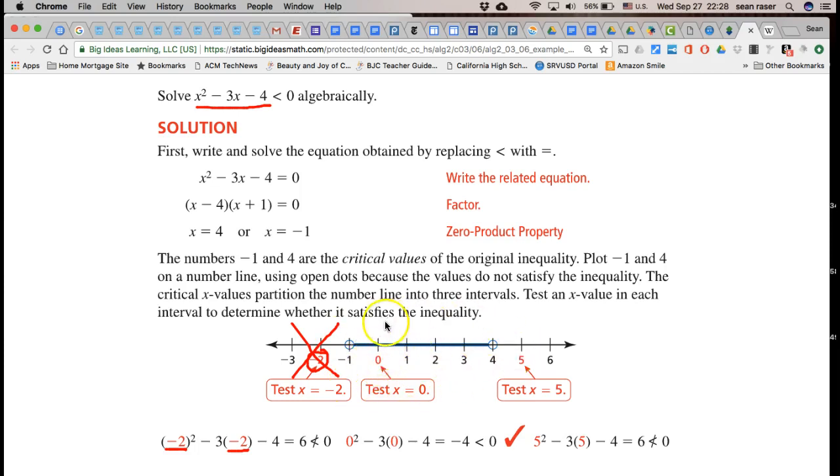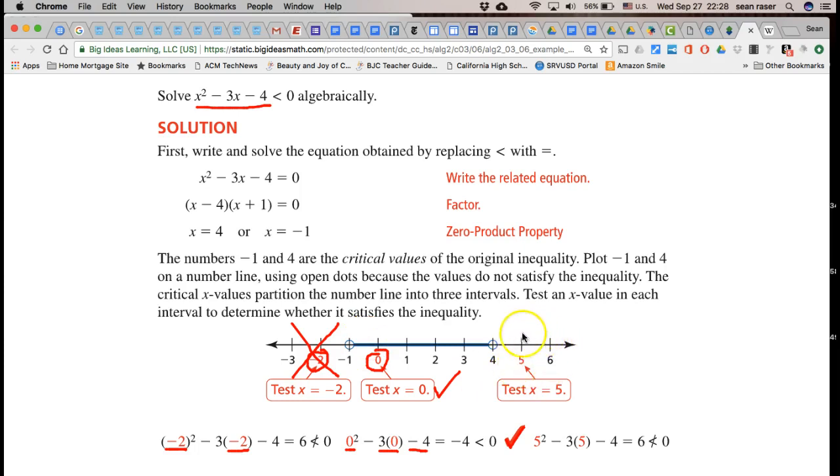Let's go ahead and test the middle region now. Again, we're just picking one value from here. You could pick any of these numbers, like 1, 2, 3, or -3. You just need to pick one value from that region. So let's pick 0. We plug 0 into our original equation: 0 squared minus 3 times 0 minus 4. That gives us -4. So we get -4 is less than 0. That's a true statement, so this region checks out. We know that our middle region is part of our solution set.